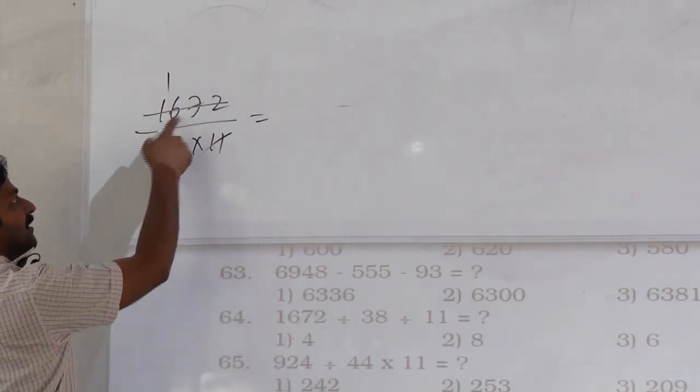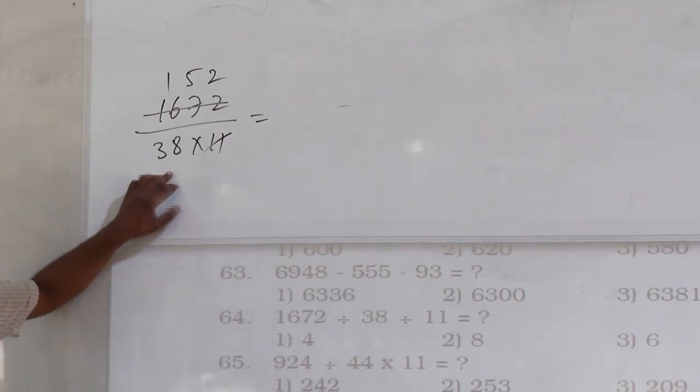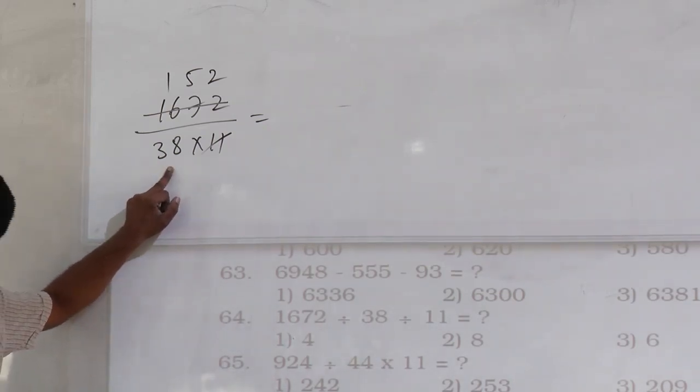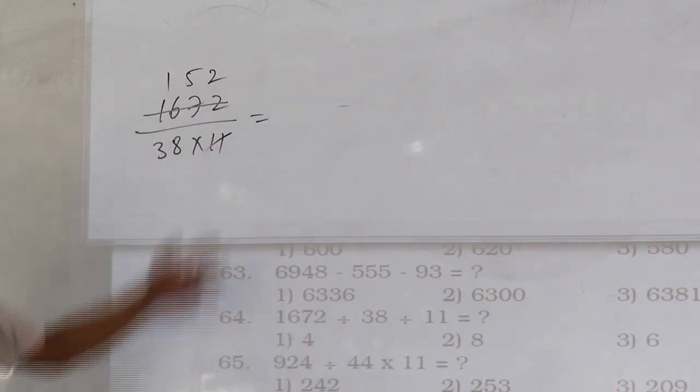Come on. 11 how many times? 11 once, 5 times, 2 times. How many 40s? This is near about 40. How many 40s are there? Near about. Answer.